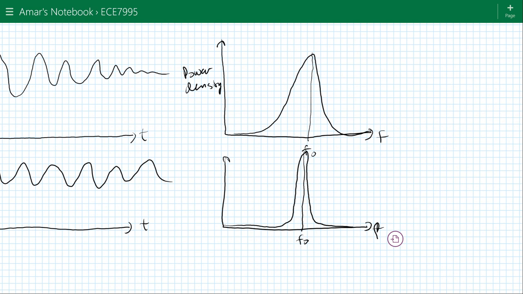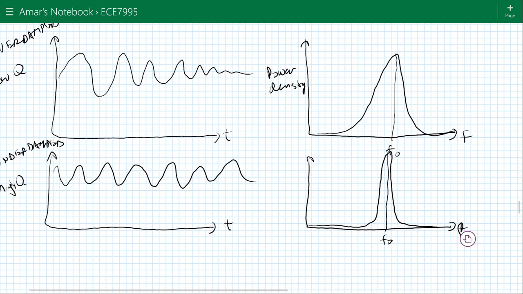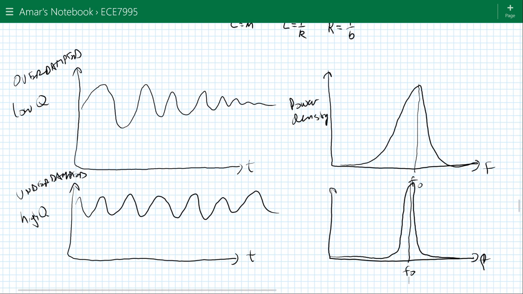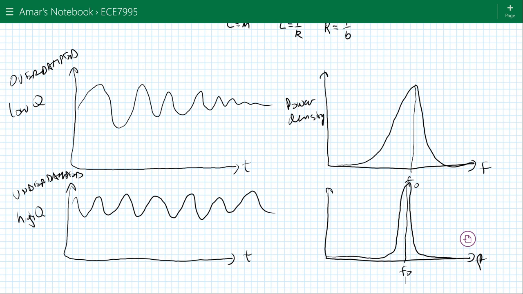Unfortunately, I think to give this a proper treatment, we could spend an entire lecture talking about quality factors and resonant frequencies and so on. I think for now, we'll just leave it at this.